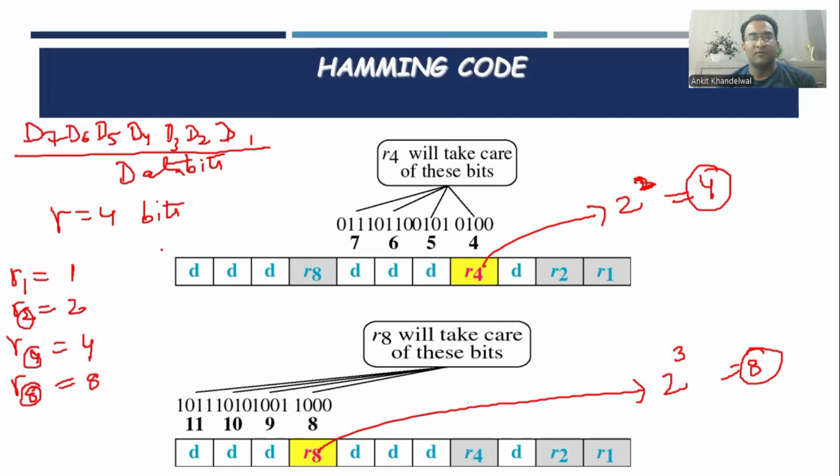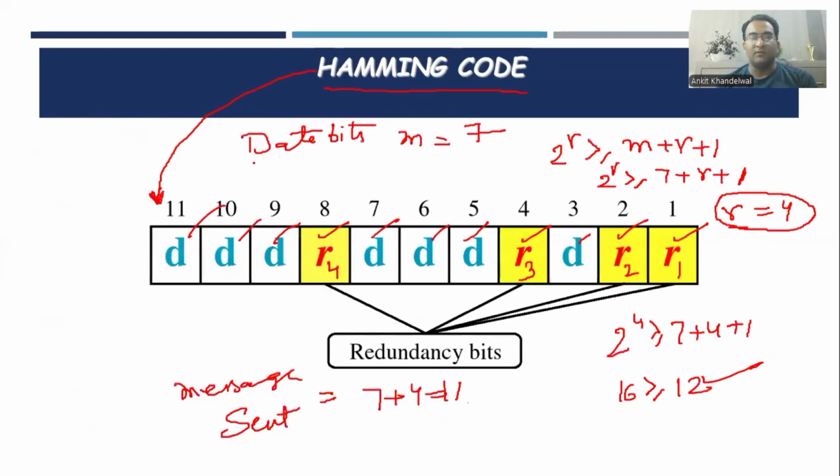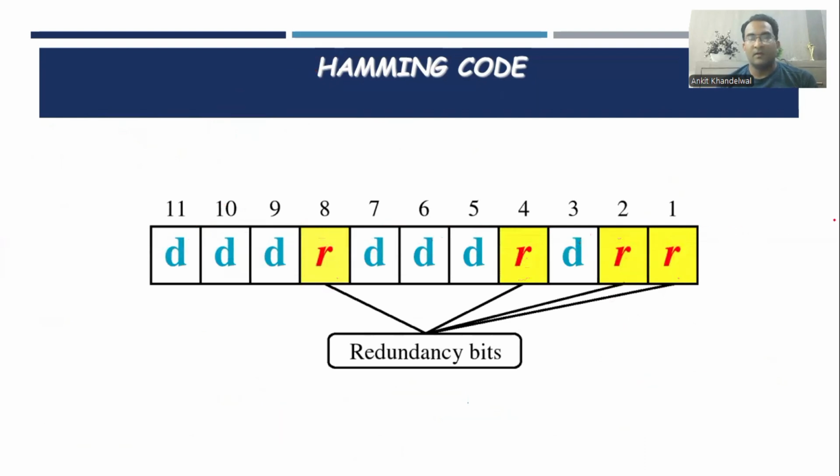So total 4 bits are there. The total message which is going to be sent is 11 bits, and these are all the positions of the particular bits. Now see over here, this is the position number.